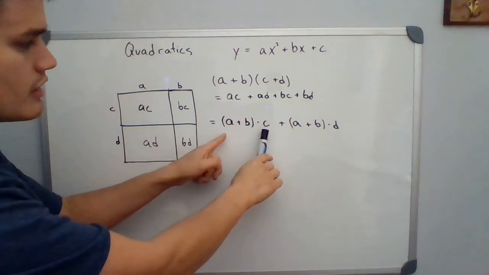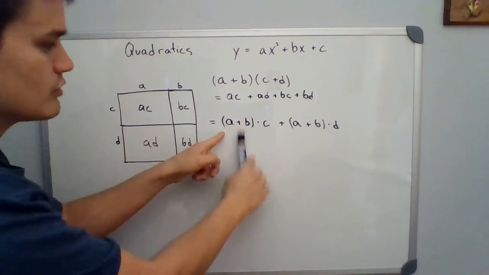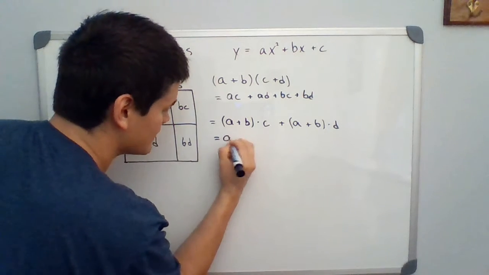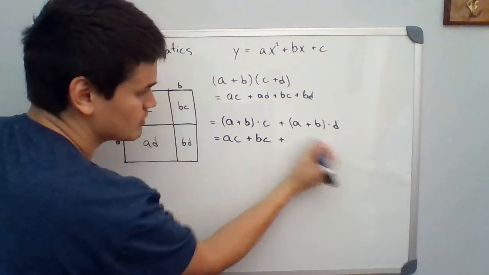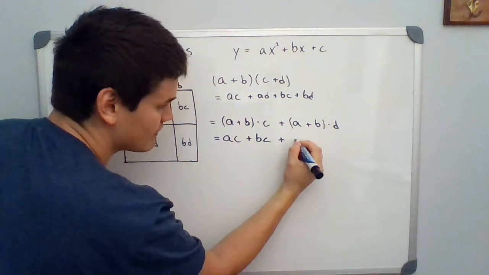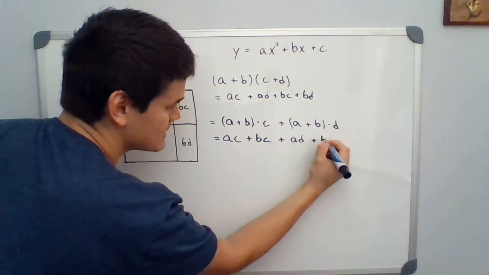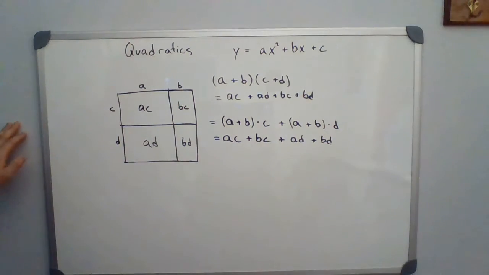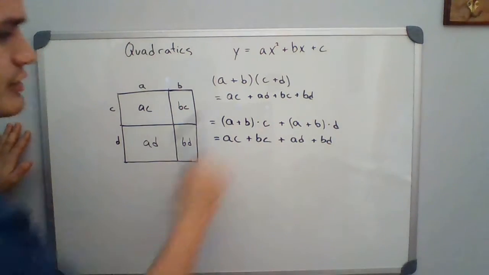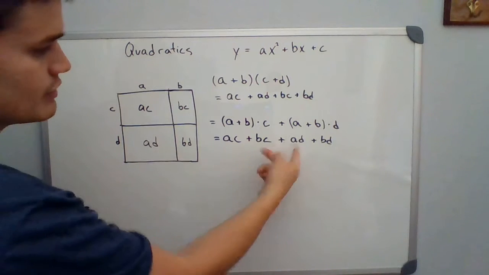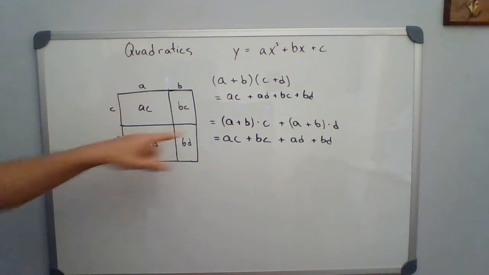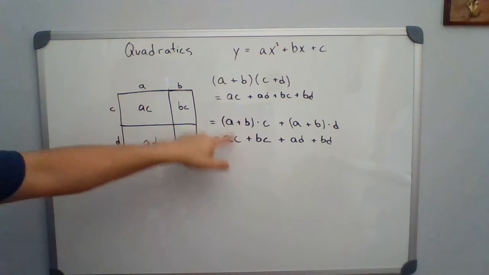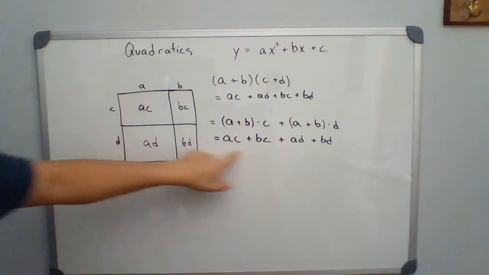Okay, from here, then I distribute the c to each one of these terms, and I have ac plus bc. And then I distribute the d into each one of those, and I have ad plus bd. And so we still have the same answer here. The only difference is these two terms are switched positions. So that's another way you can see it: we just use the law of distribution twice to arrive at this result here.